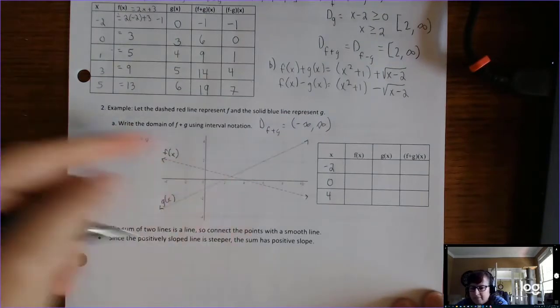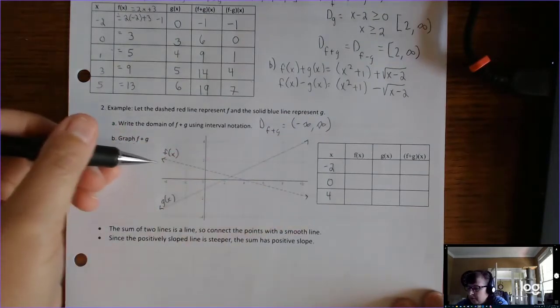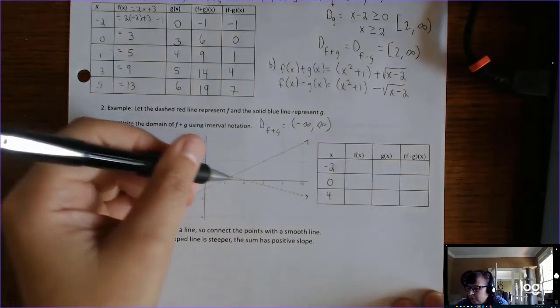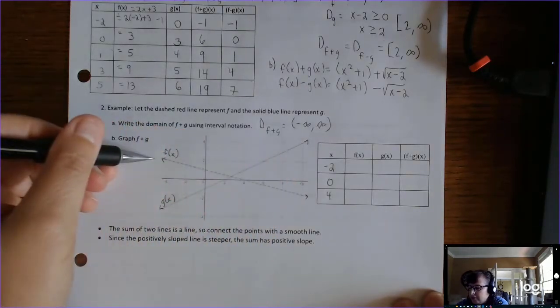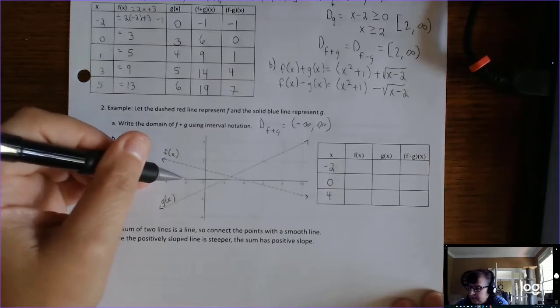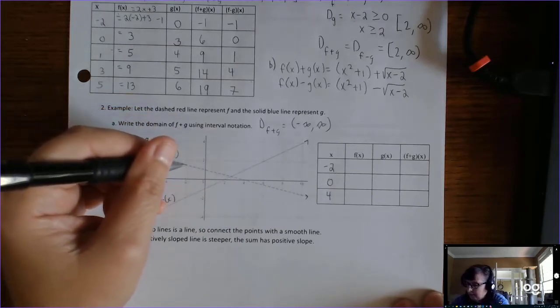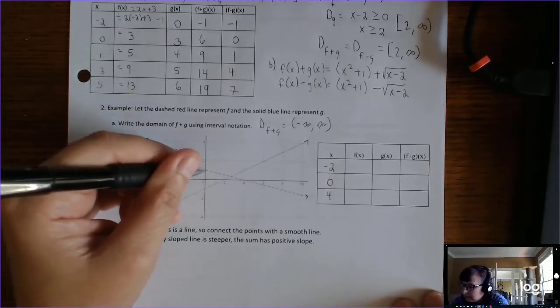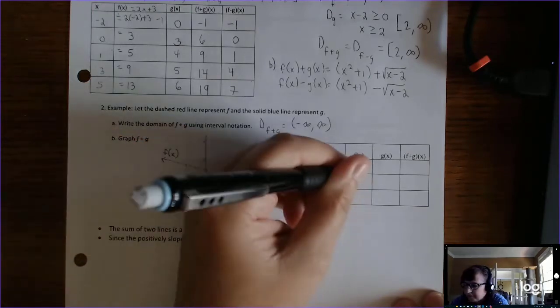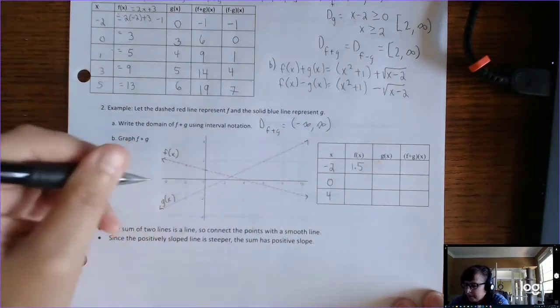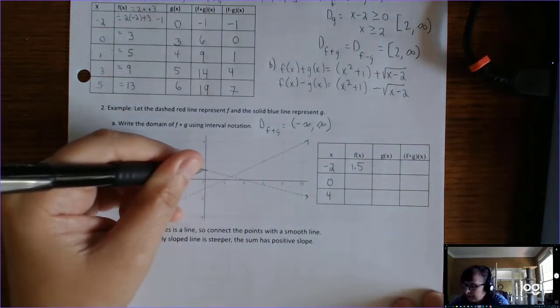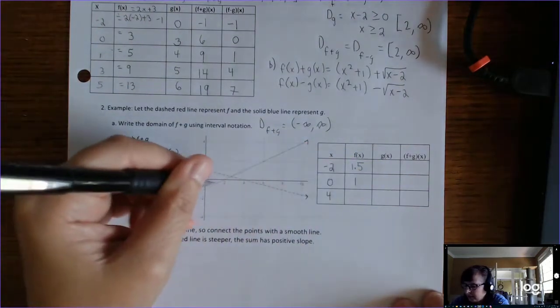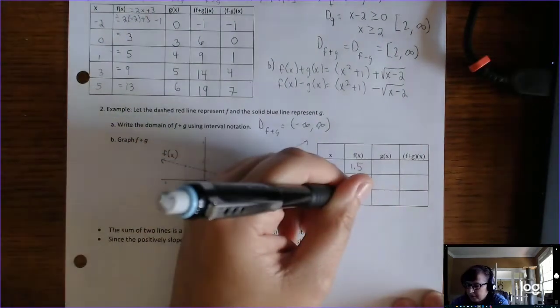Alright, now I've been known to make errors here, so just try to concentrate on one function at a time. So let's just look at the f. When x is -2, f is, it seems to be 1.5, we'll say. And when x is 0, f is 1. And when x is 4, f is 0.